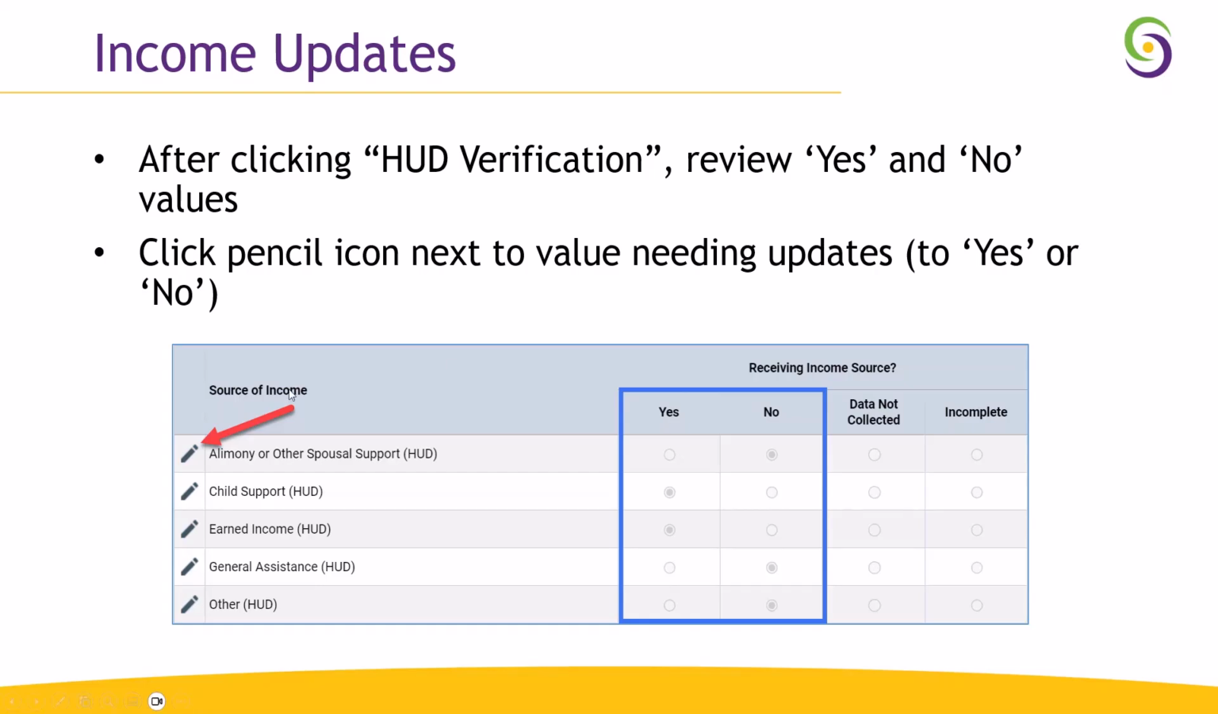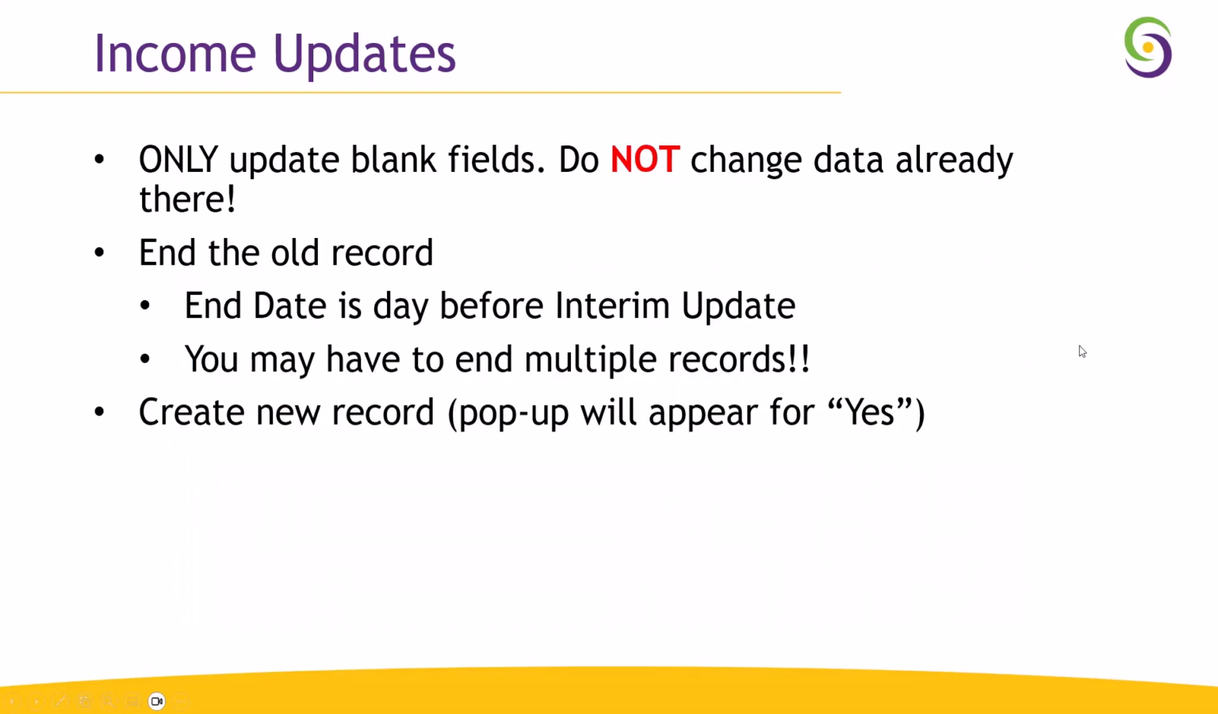To do that, we'll use this pencil icon on the left-hand side, to the left of the income that we're trying to update, to go ahead and change those values. A couple of important things to keep in mind, which we'll discuss in more detail when we're on the Service Point training site: after we click that pencil icon, we only want to update blank fields. We do not want to change data that is already present, which we'll show in just a moment.